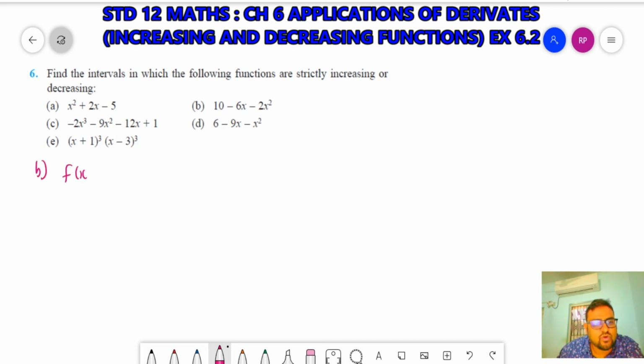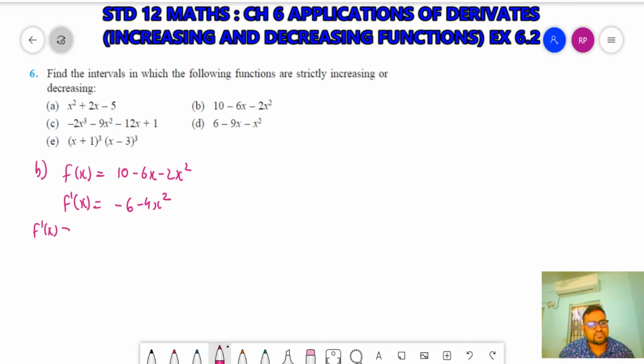So B, f(x) is equal to 10 minus 6x minus 2x square. Okay. We need to find out in which interval it is strictly increasing and decreasing. So now taking derivative, f dash x will be equal to minus 6 minus 4x. Okay, so first for increasing, f dash x must be greater than 0, minus 6 minus 4x must be greater than 0, minus 4x must be greater than 6.